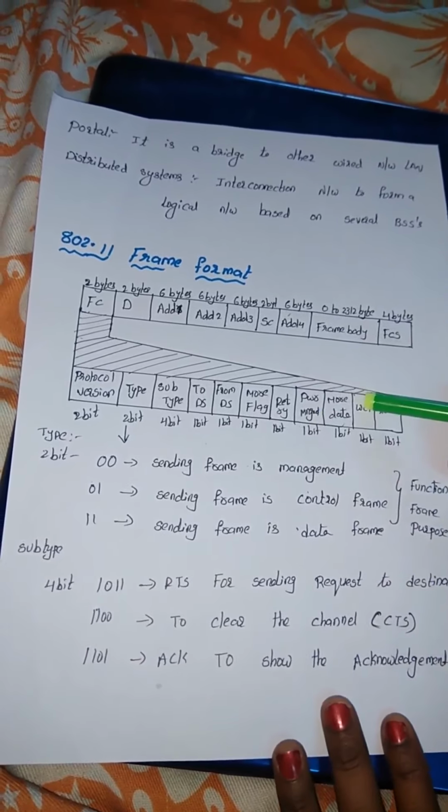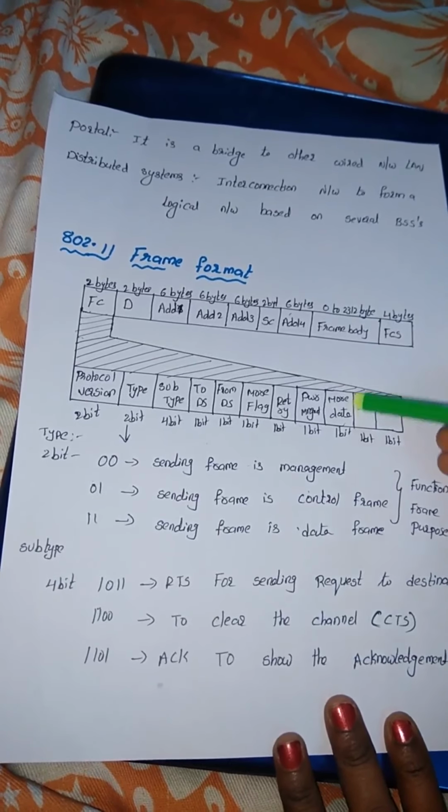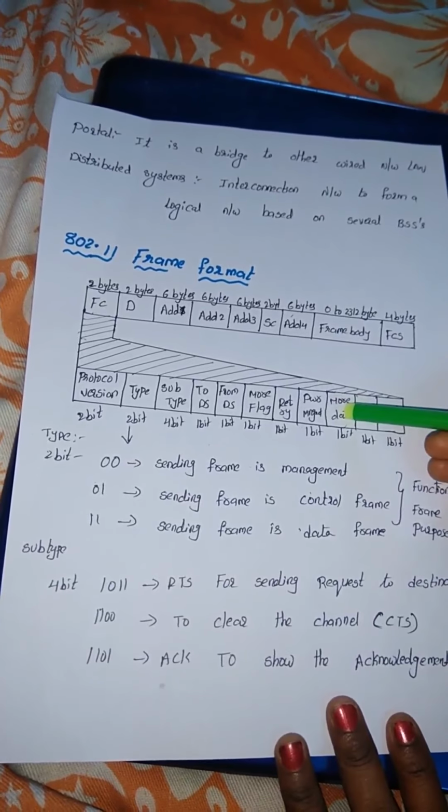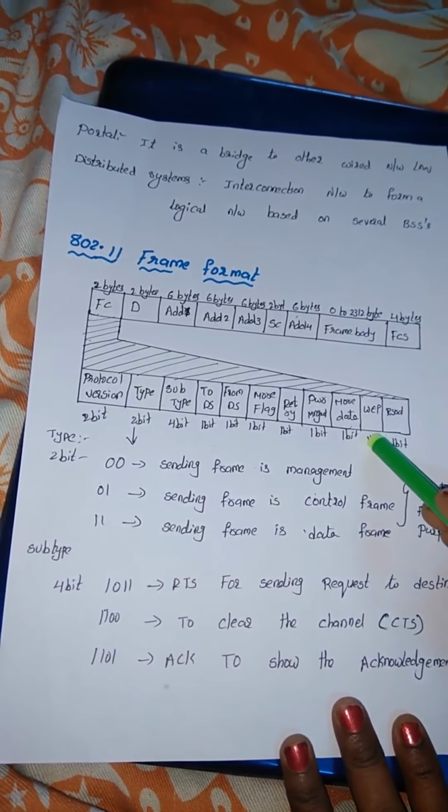Now we go to the more data field. More data, when it is set to 1, means that the station wants to send more data.